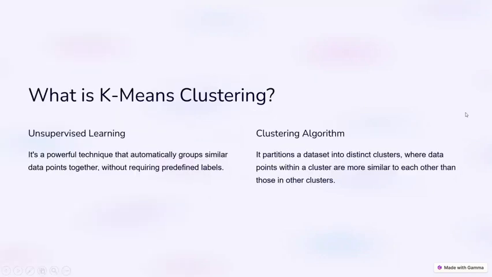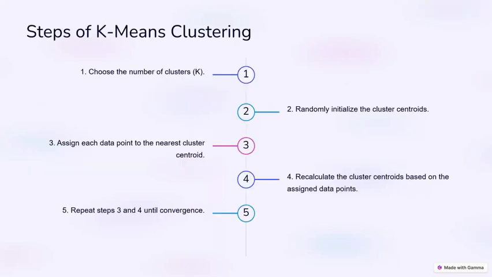What is K-means clustering? It is an unsupervised learning algorithm. It is a powerful technique that automatically groups similar data points together without requiring predefined labels. It is a clustering algorithm that partitions the data set into distinct clusters, where data points within a cluster are more similar to each other than to those of other clusters.